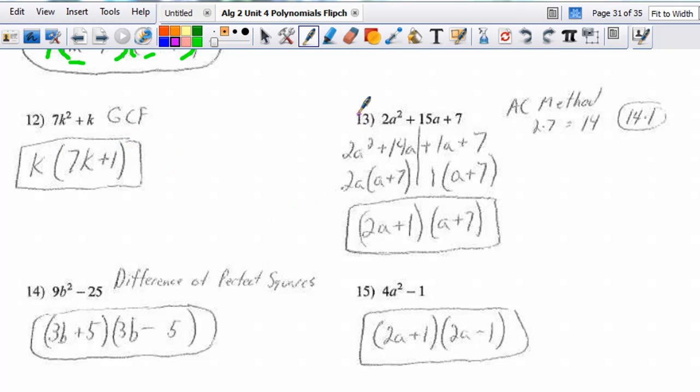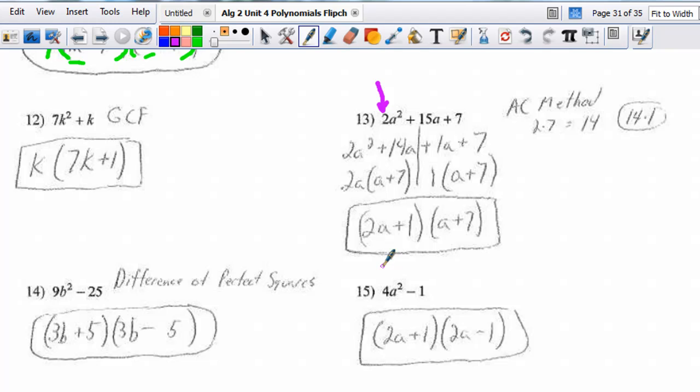Okay, number 13, we have a trinomial. Now, what makes this problem a little bit tougher is the fact that I have a 2 as my leading coefficient, and I can't factor out a 2. 2 doesn't fit into the 15 and the 7, so that's where we learn that AC method, a more systematic approach to being able to find the factors.